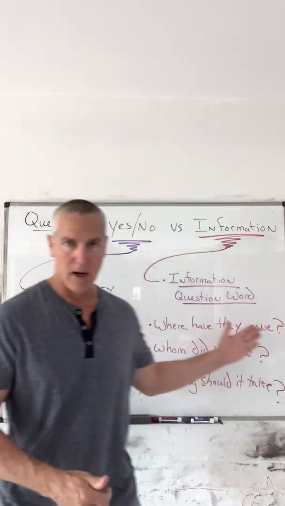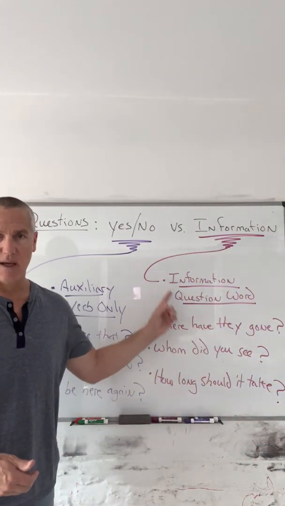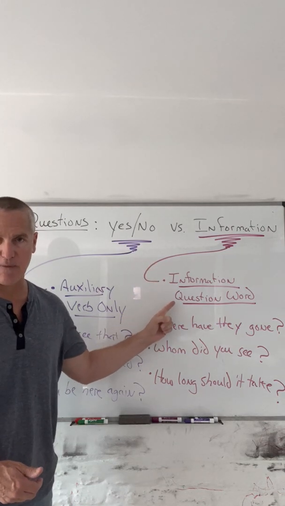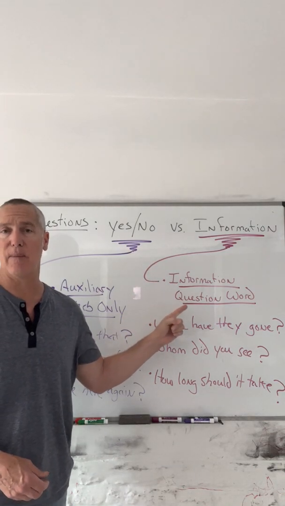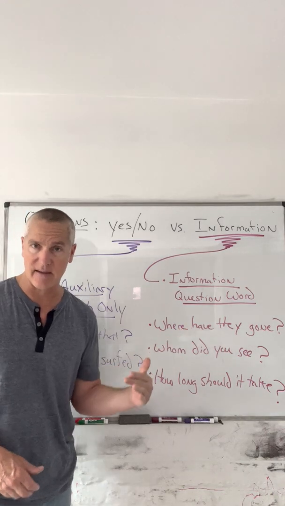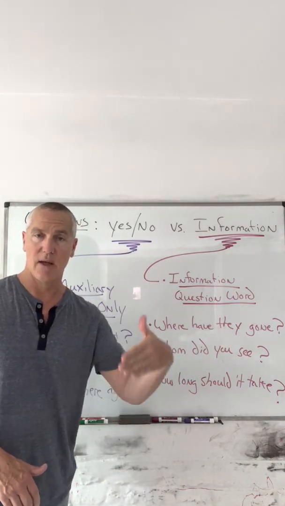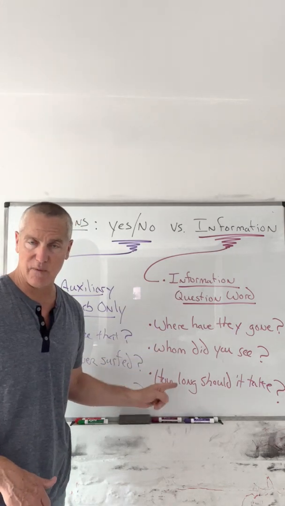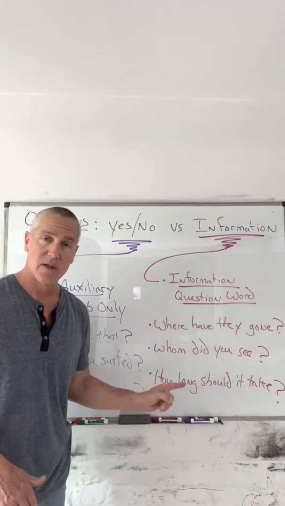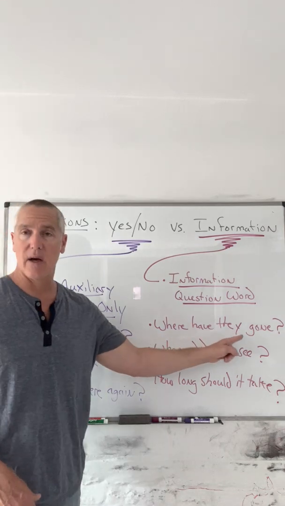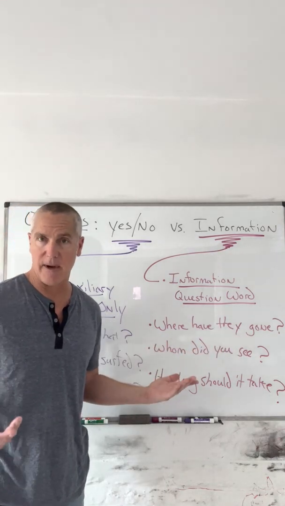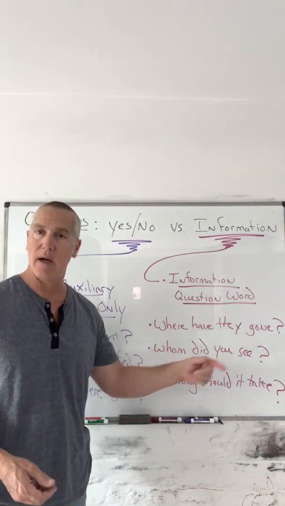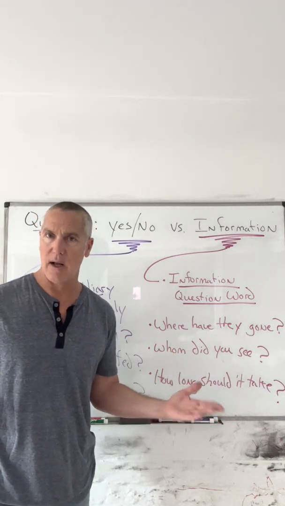Okay, and then on the other hand, we have the information questions. And again, the fundamental difference is that information question word. Basically, normally, usually, the order stays the same, and you're only using one of those information question words. So, where have they gone? The information, we're asking about a location. Where? Where have they gone? I'm not sure. I'll find out.